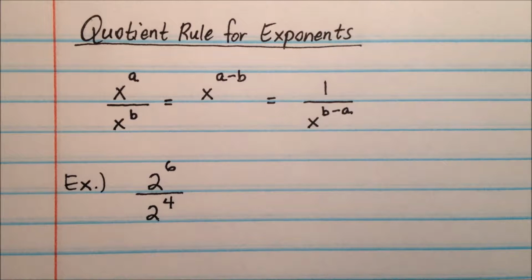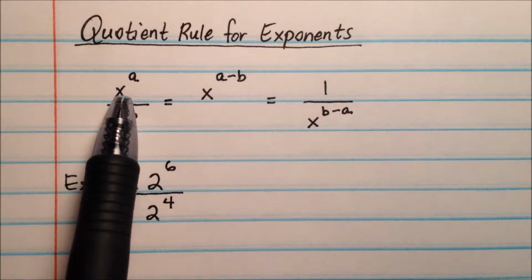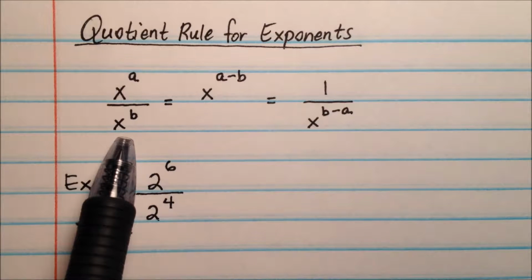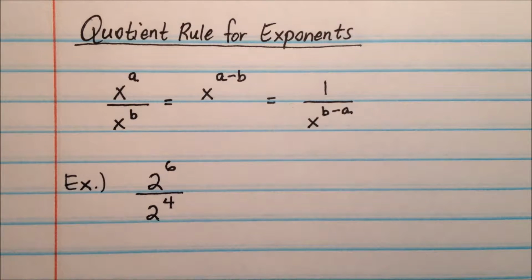In this video, I'm going to discuss the quotient rule for exponents. If you recall, the word quotient means the answer to a division problem. So we're going to be dividing using some exponents. The rule says that if we have x to the power of a, and we're going to divide that by x to the power of b, we can write it one of two ways.